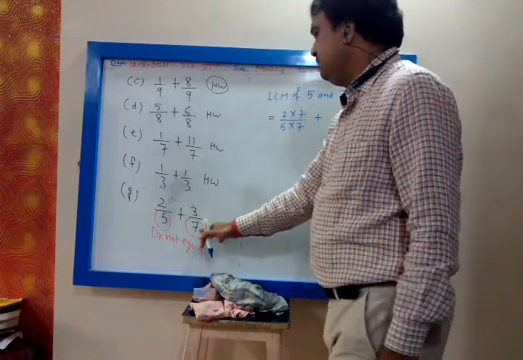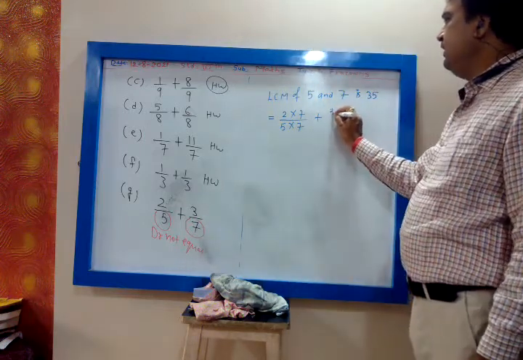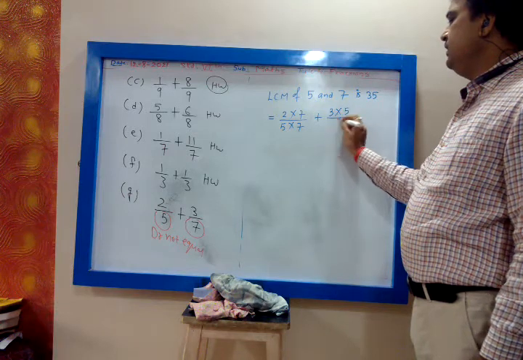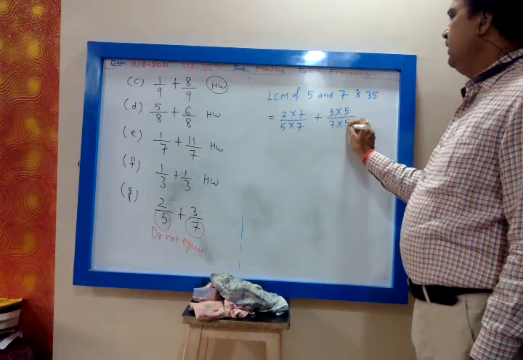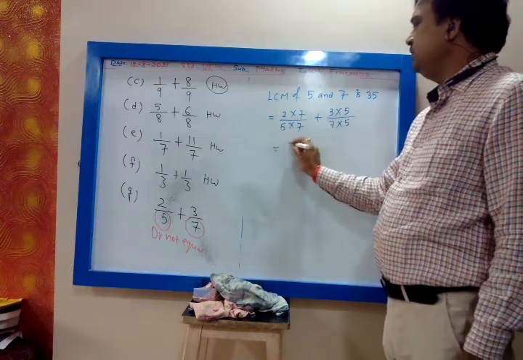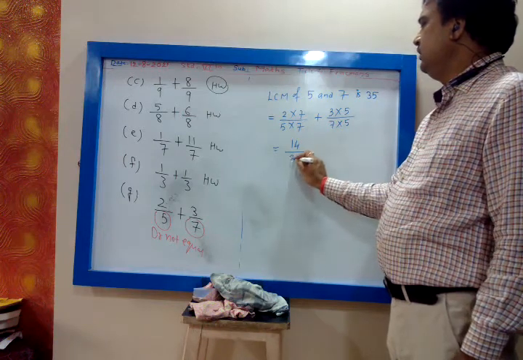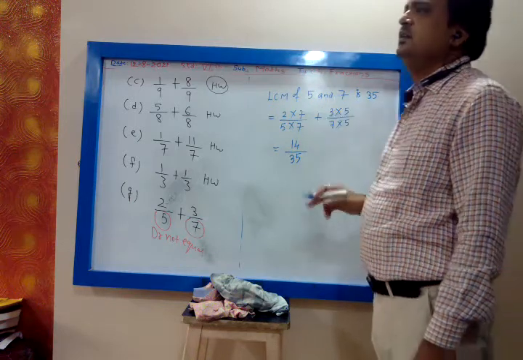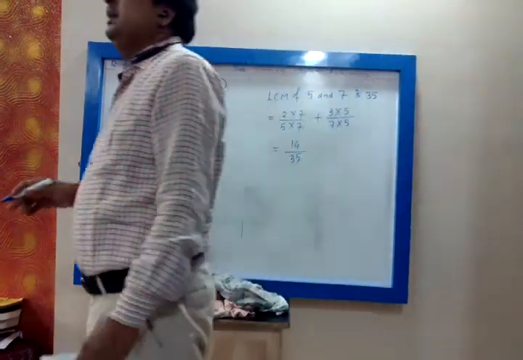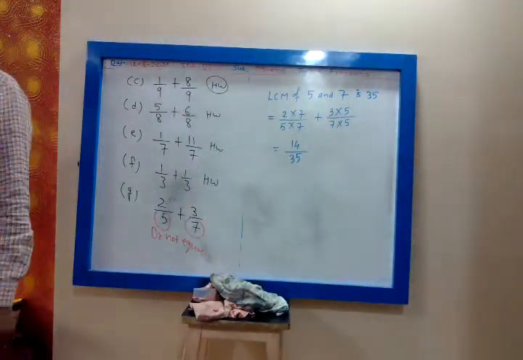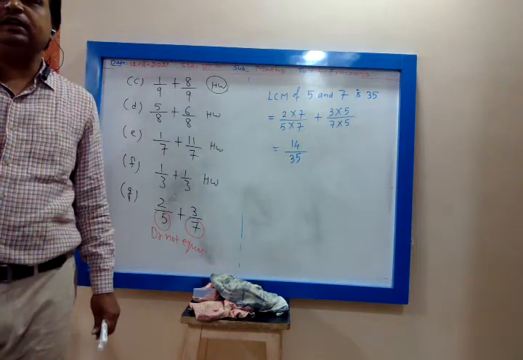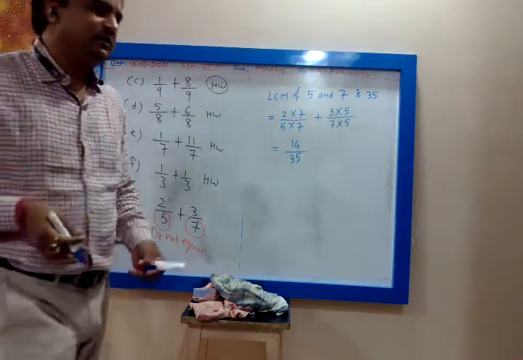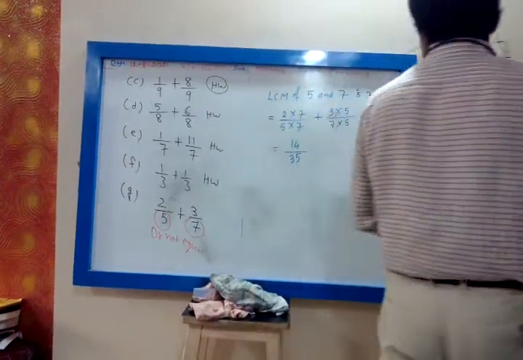Now this 7, I have to multiply by 5. So 3 into 5 upon 7 into 5. 7 twos are 14 upon 35. No, my dear, because 5 and 7 are prime numbers. Whenever two numbers are prime numbers, LCM is their multiplication. Directly you can write.